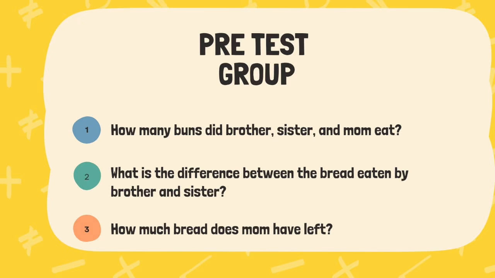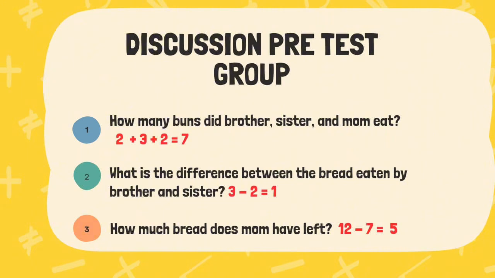Discussion of the pretest, group one. How many loaves of bread did brother, sister, and mom eat? Answer: 2 plus 3 plus 2 equals 7. Okay, next we discuss number 2 together. Do you understand? What is the difference between the bread eaten by brother and sister?